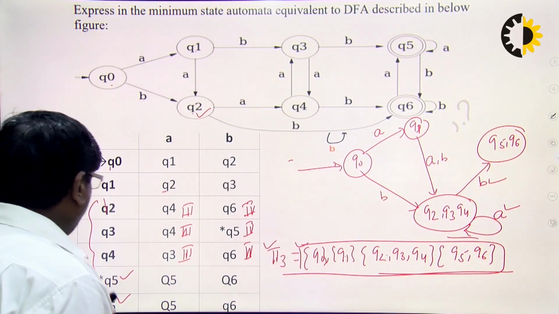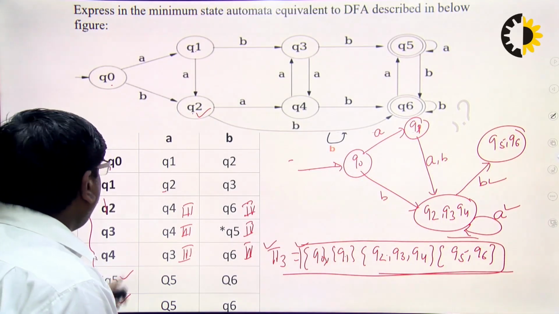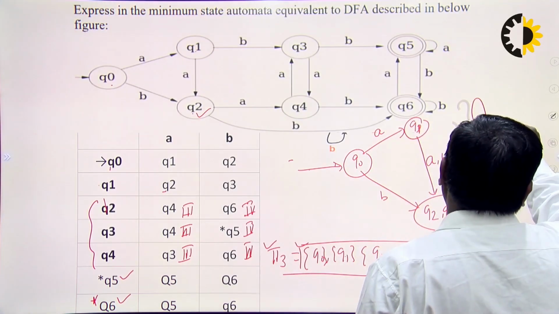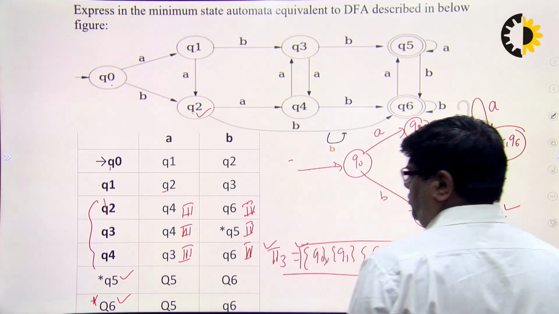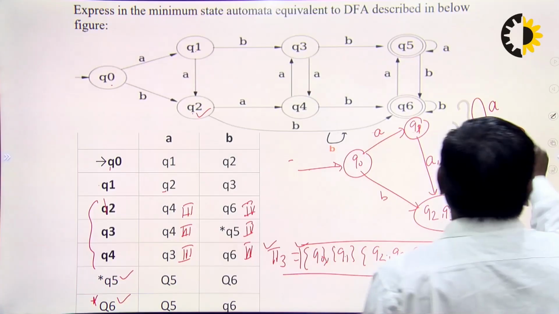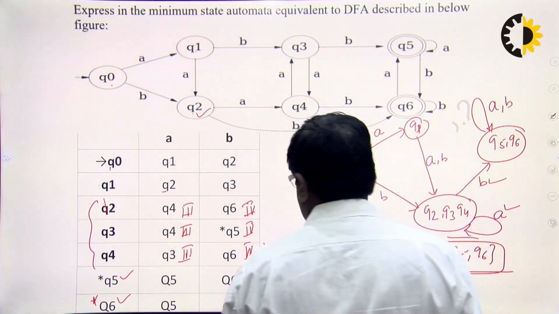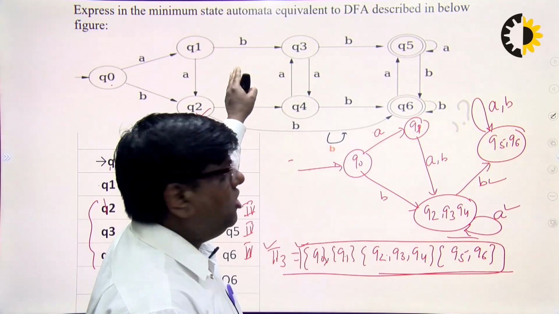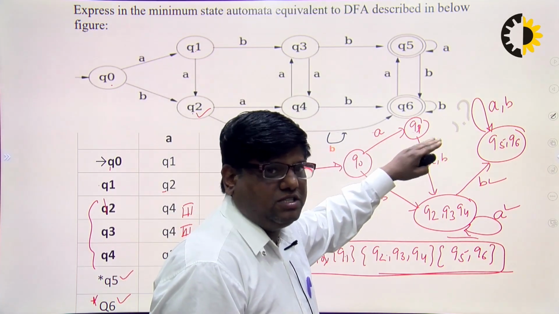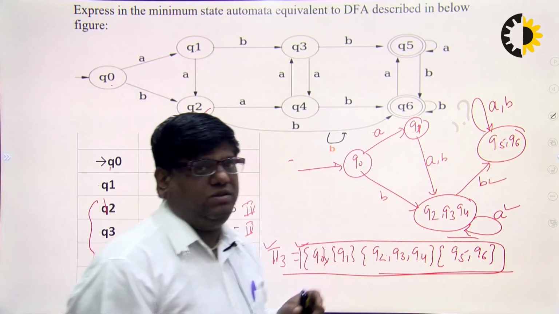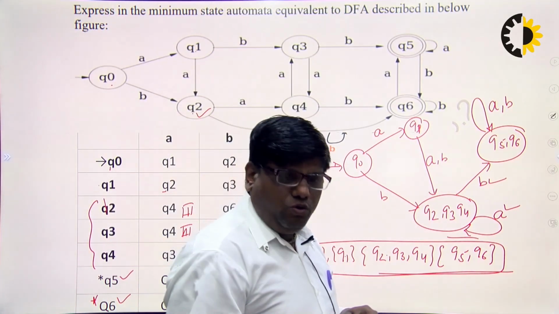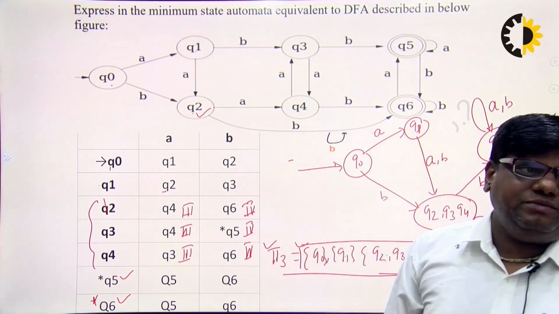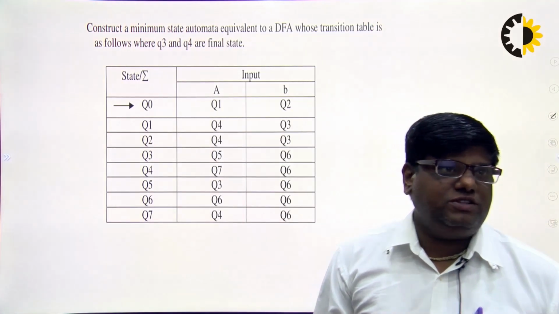Now, Q5 and Q6, Q5A, Q5. Now, A for the Q5A, that is self loop, and B self loop. Now, this is the original machine, or this one is the minimized machine using this concept. Now, we move on to another example by which we can get a better understanding of the minimization of the DFA.